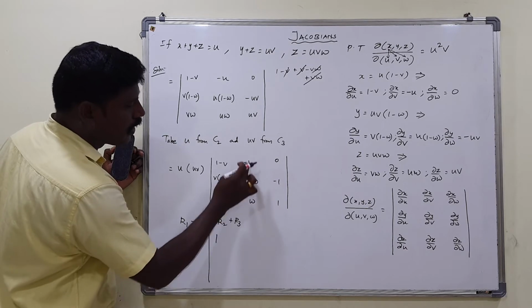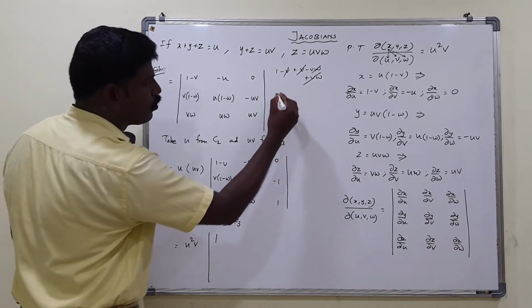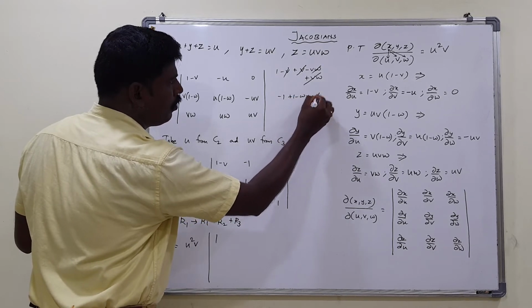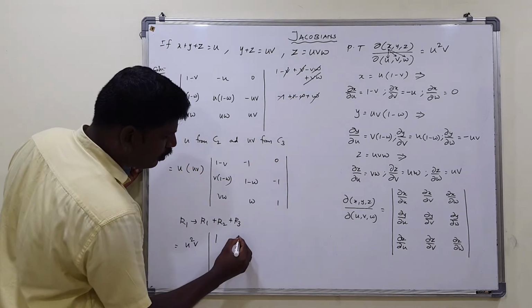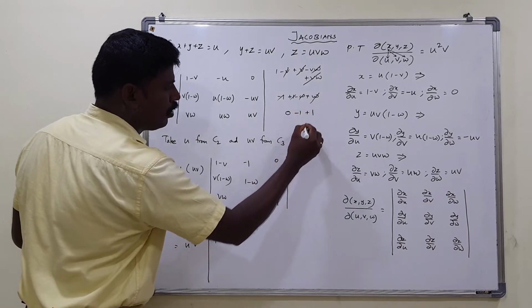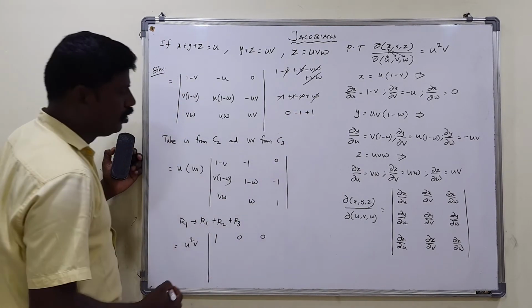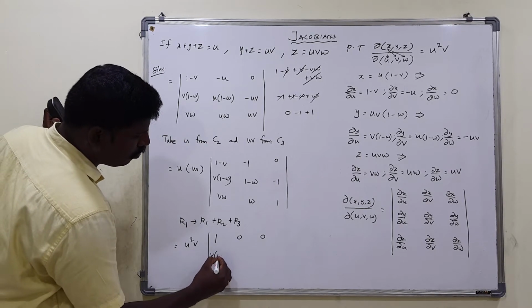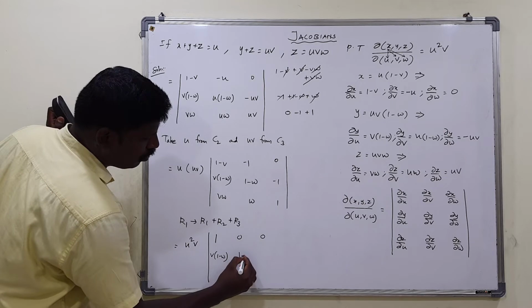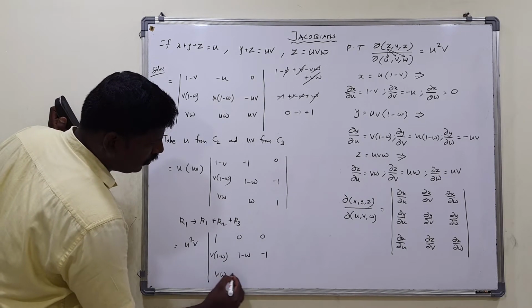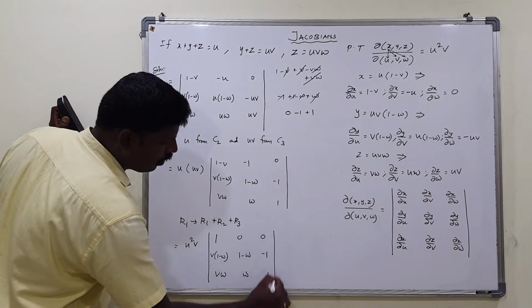Same like that, add all these three in the next one. What will you get? Minus 1 plus 1 minus w plus w, so everything will be 0. And the third one, same like that: 0 minus 1 plus 1, so that's also 0. So no change in the next two rows: 1 minus w, minus 1, and vw, w, 1. That's all.